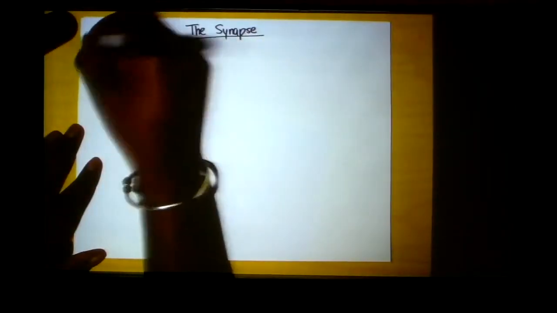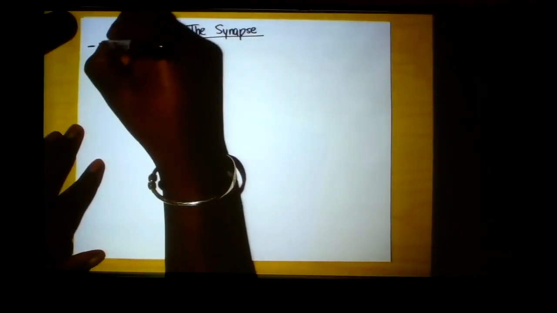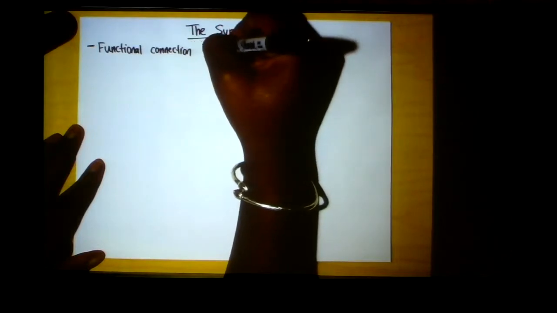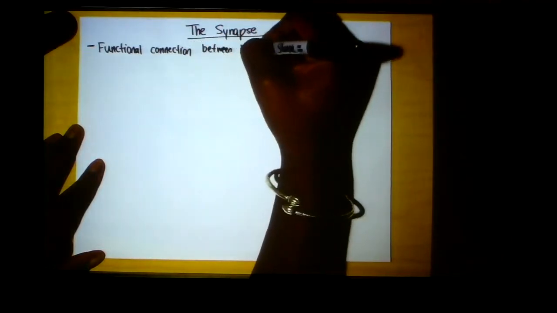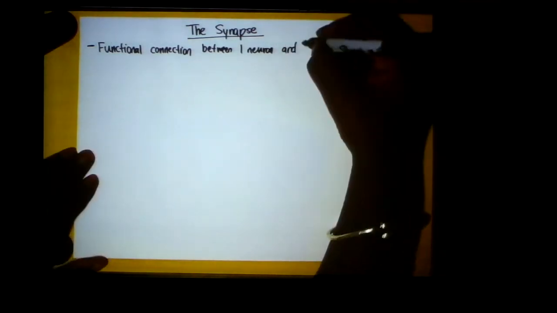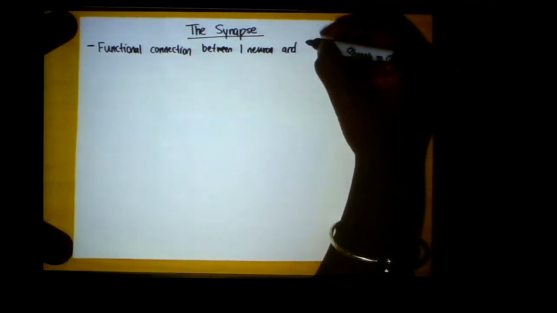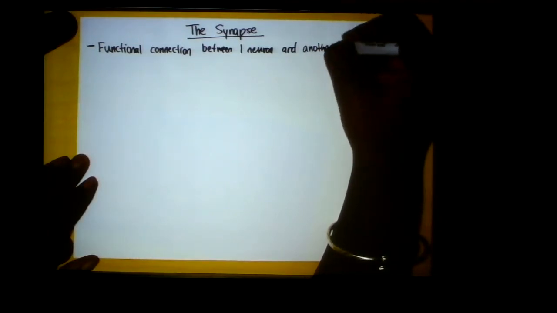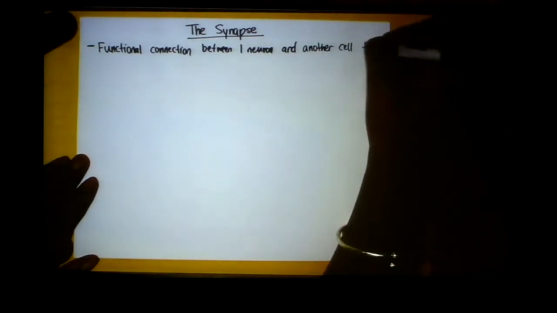Okay, so we're speaking about the synapse. And just to describe it here briefly, we know that it's a functional connection. And it's going to be between one neuron and not necessarily another neuron, but another cell that it is signaling. But it could be a neuron, right? So one neuron and another cell that it is signaling.